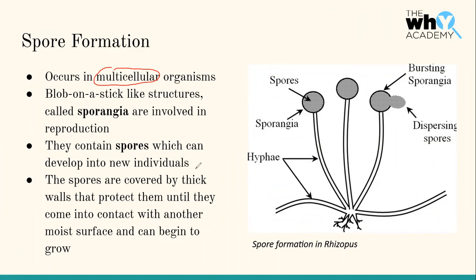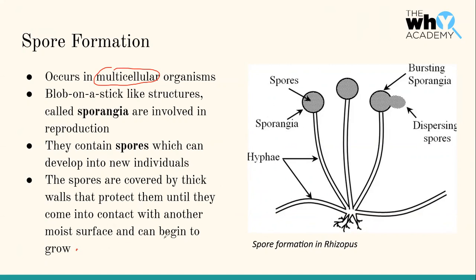They've just described this. So this structure looking like this is called a sporangia. Blob on a stick like structures. The sporangia are involved in reproduction. They contain the spores which develop into new individuals. And these spores are covered by thick walls that protect them until they come into contact with another moist surface and can begin to grow.